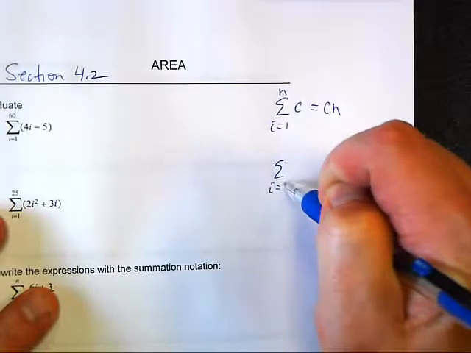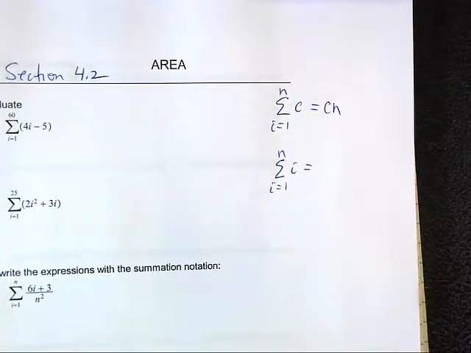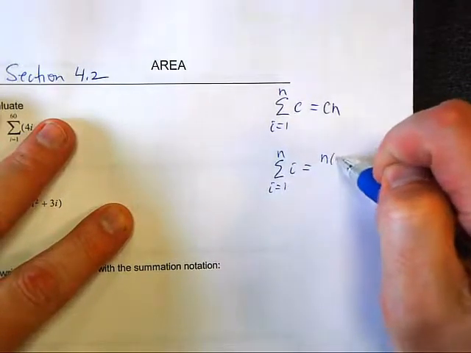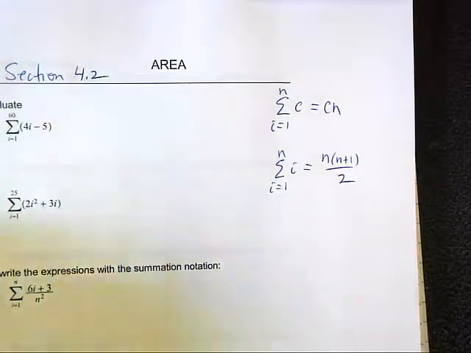Sum from i equals 1 to n of i. So this was like 1 plus 2 plus 3 plus 4 plus 5. Keep going. We had a formula for that. What was the formula for 1 plus 2 plus 3 plus 4? n times n plus 1 over 2. That was the Gauss formula.